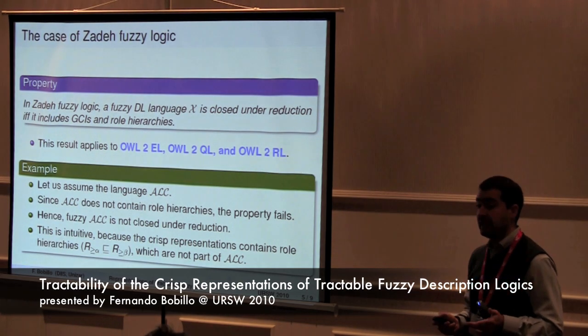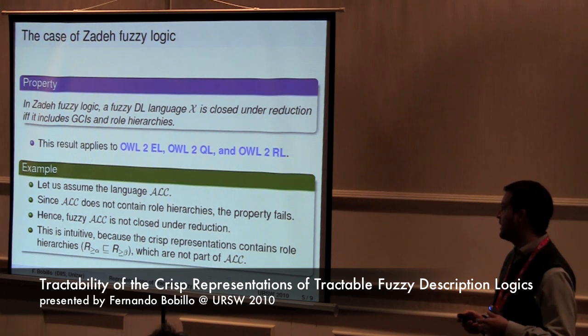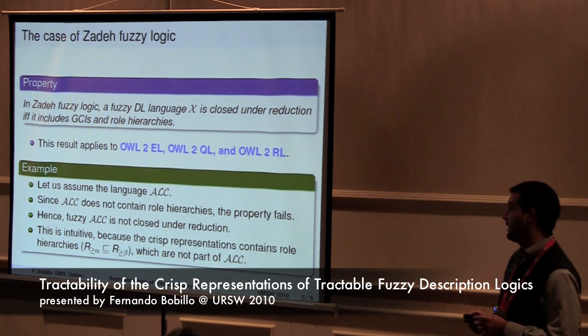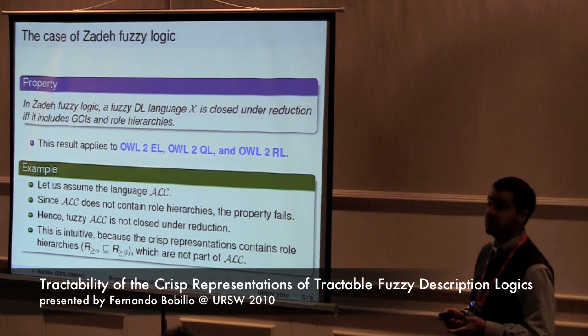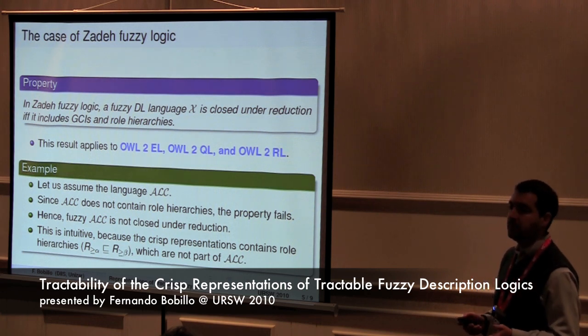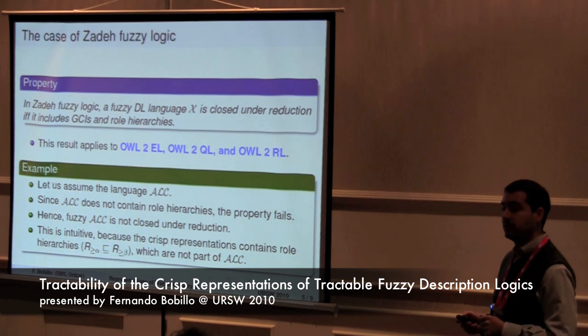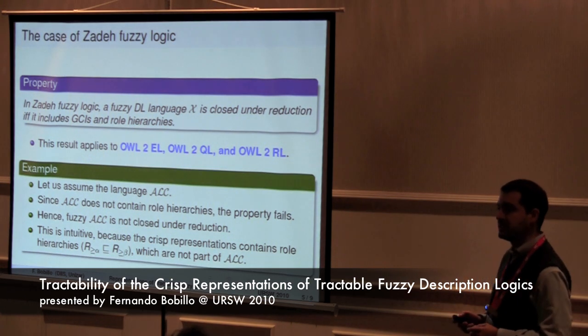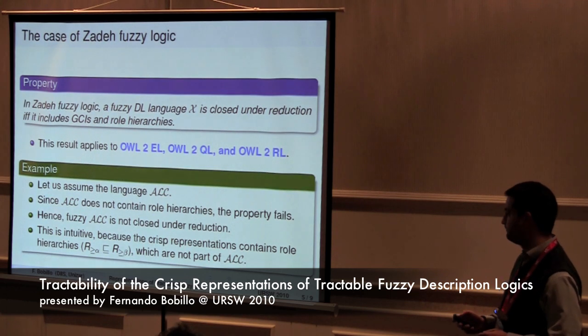As an example, the language ALC, which does not contain role hierarchies, fails. And this logic ALC is not closed under reduction. This is intuitive because, as already mentioned, we need to add some role hierarchies to maintain the semantics of the cut roles, and they are not part of ALC. We need ALCH.